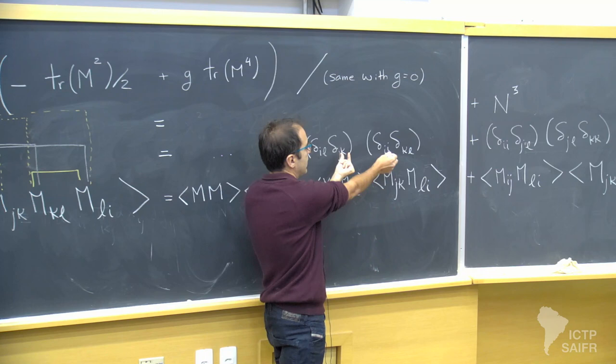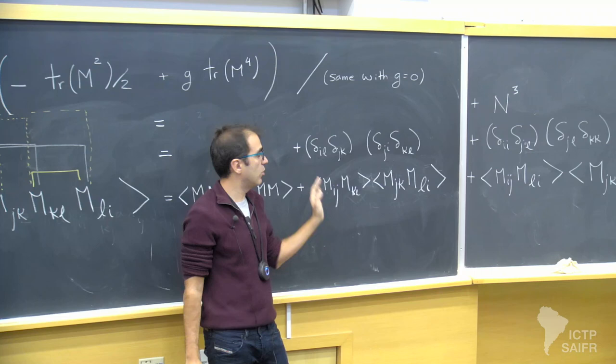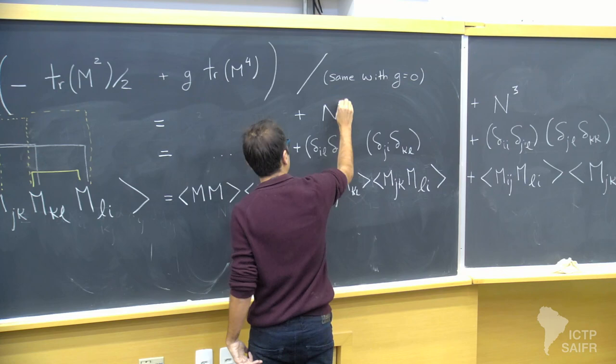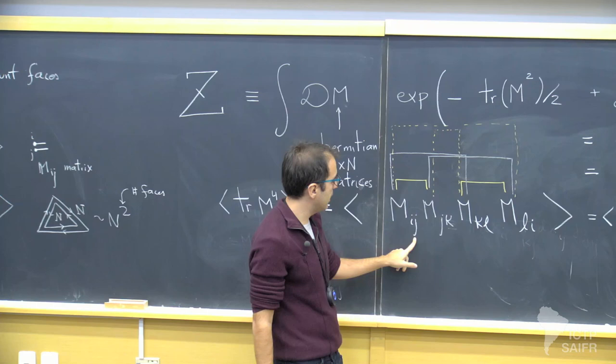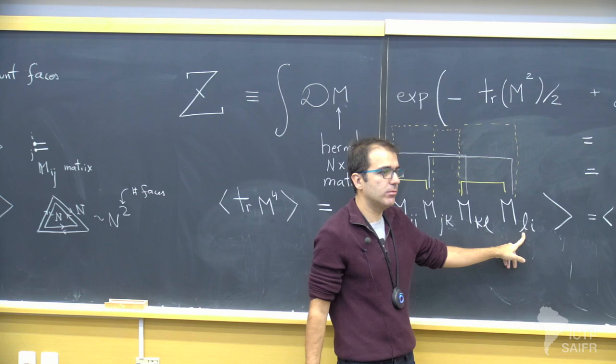Which is N. So only one factor of N. Right? So this is plus N. And this one, the one we did not draw, well, we can see that it is of the same type as the last one. When you contract these two, you will get a delta JJ in the beginning and a delta LL from this contraction. So it's one of those that gives N cubed as well. Right? It's of the same sort. So it's another N cubed.